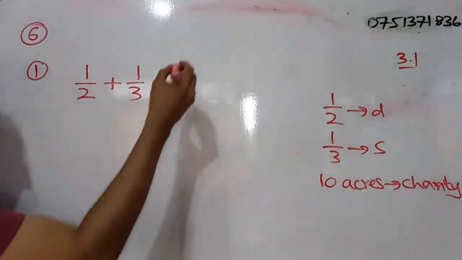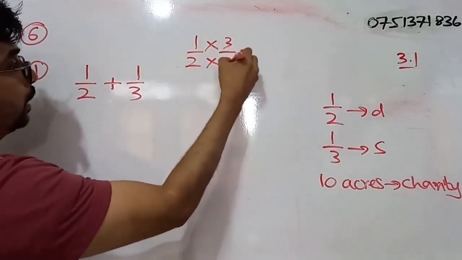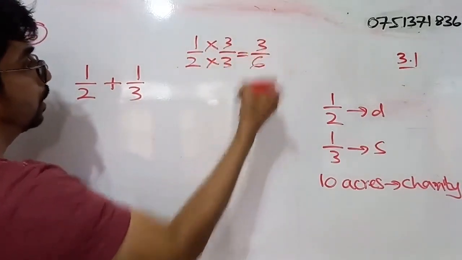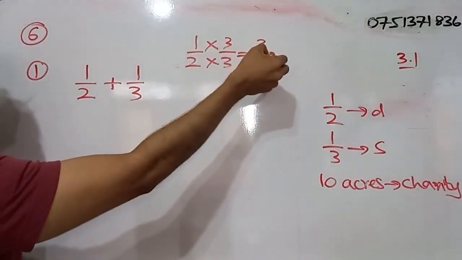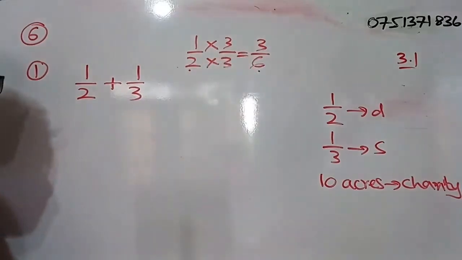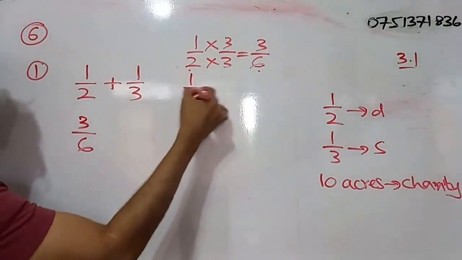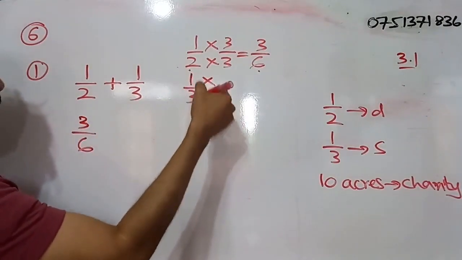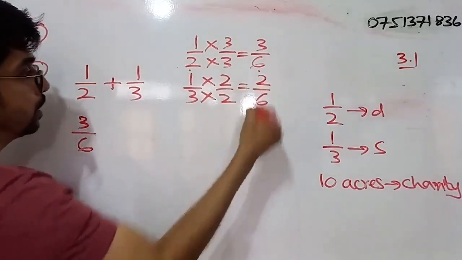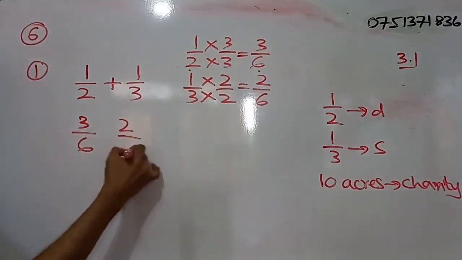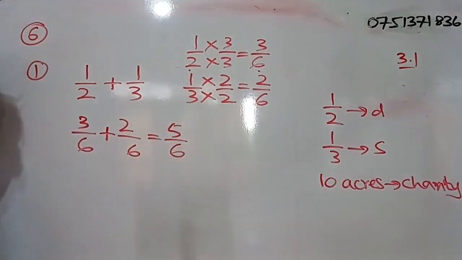6, no? So for 1/2, I have to multiply the numerator and the denominator by 3. So this becomes 3/6. So instead of half, I can use 3/6. Why? These two are equivalent fractions. Then 1/3, I can multiply the numerator and the denominator by 2. So this becomes 2/6. Then I have to add these together. So this becomes 5/6.